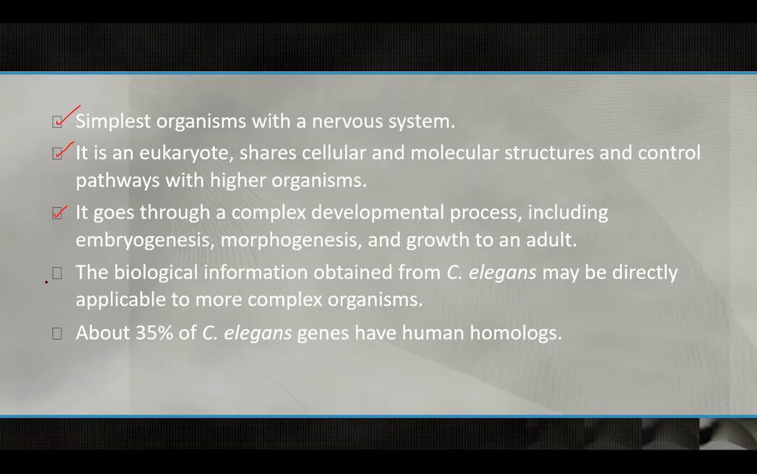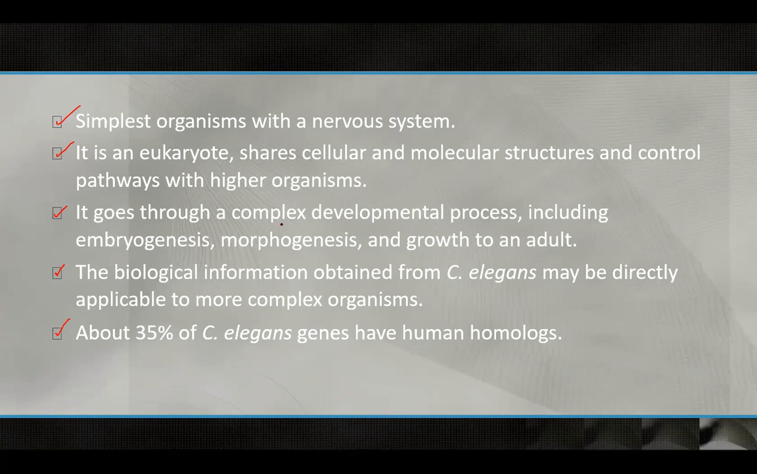So the biological information that we are going to derive from C. elegans can be used in the case of complex organisms. Look, the biological information that we derive from C. elegans, we use directly in complex organisms. About 35% of the C. elegans genome shows exact homology with the human genome. 35% of the sequences show exact homology with the human genome.